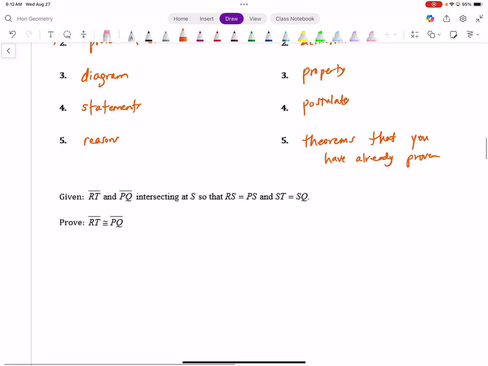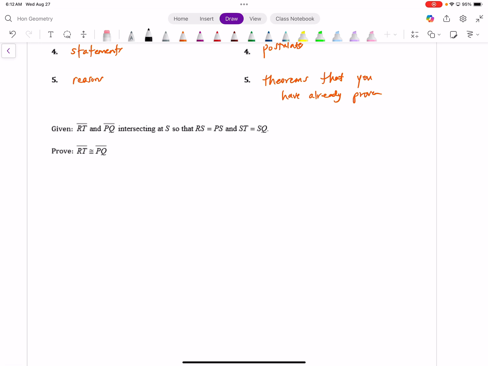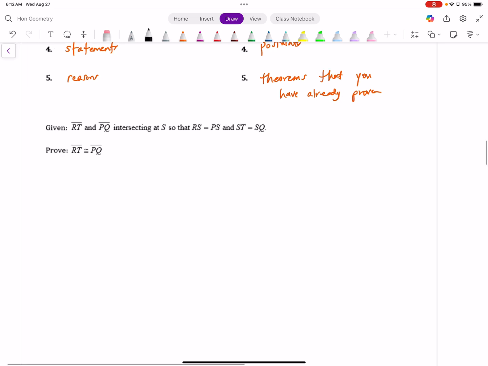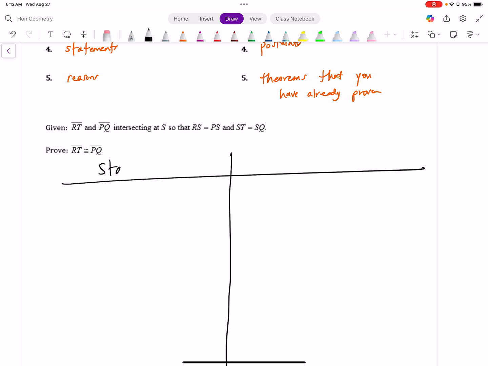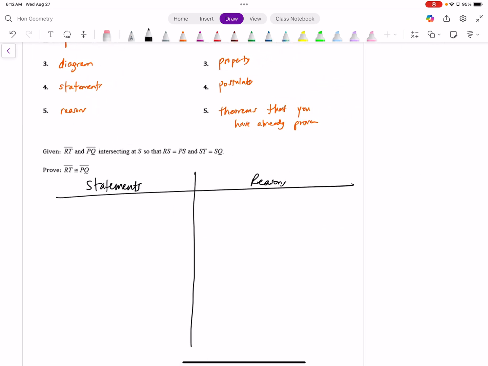Okay, so here's our first example. So given segment RT and segment PQ intersect at S, so that RS is equal to PS and ST is equal to SQ. So that's what we're given. We have to prove that RT is congruent to PQ. Okay, so we're going to make ourselves 2 columns. We're going to have one column be our statements. The other column is going to be our reasons. And then we need a diagram to go along with this.